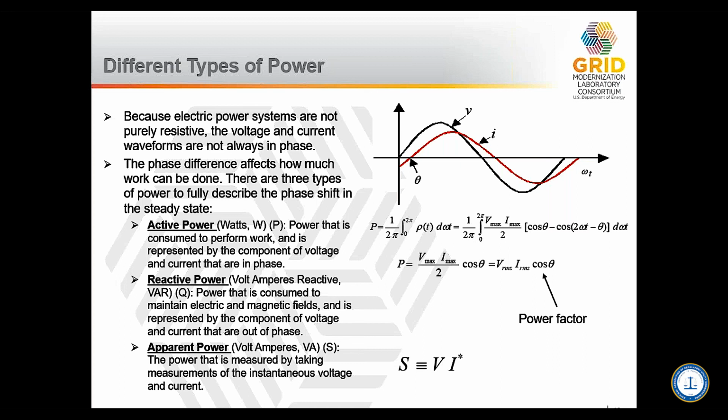So active power, this is power that's used to consume work in the physical sense. This will light a light bulb, produce heat, move an elevator up and down. This is the active or real power that we want and we can make use of.